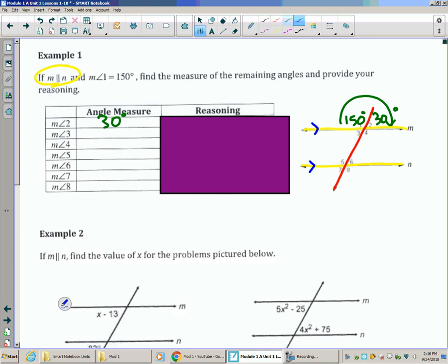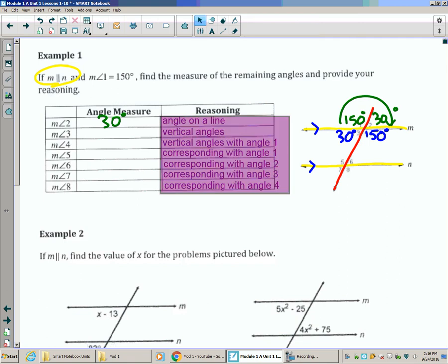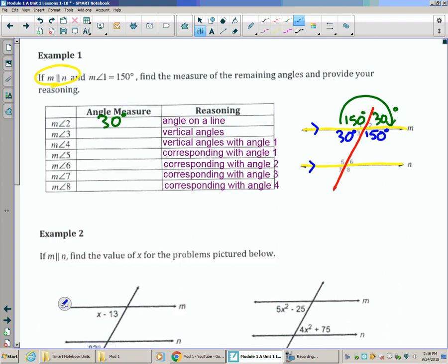Likewise, if I know angle 1 is 150, angle 4 is vertical to that, so it would have to be 150 degrees also. And for the same reason, if angle 2 is 30, angle 3 would have to be 30 because it's vertical with angle 2. And again, here are the reasons for those first 4 angles up top there. So I'm just going to fill in angle 3, also 30, angle 4, 150.